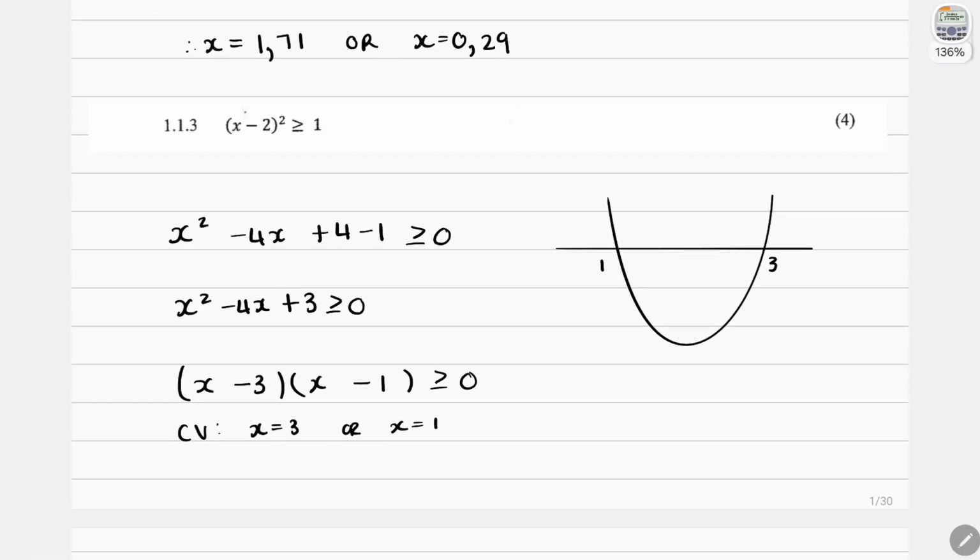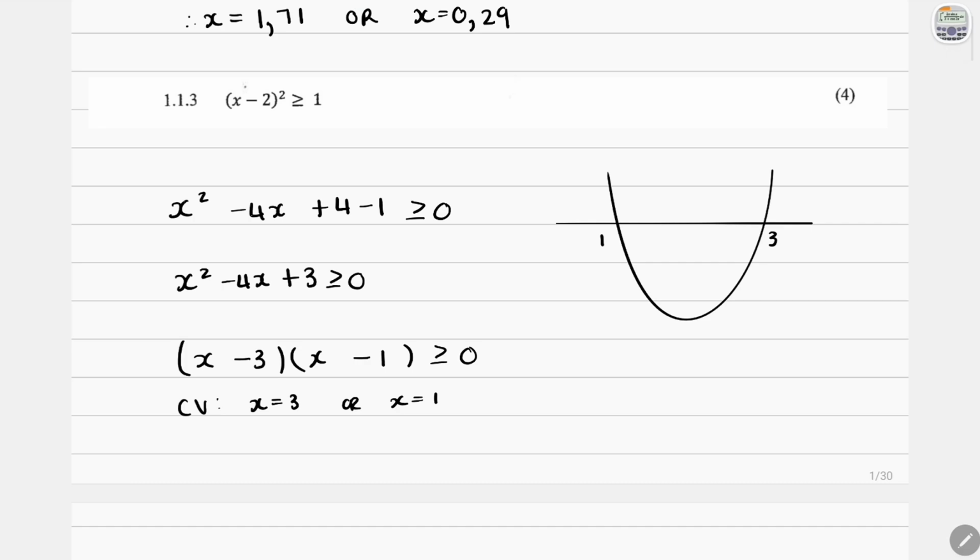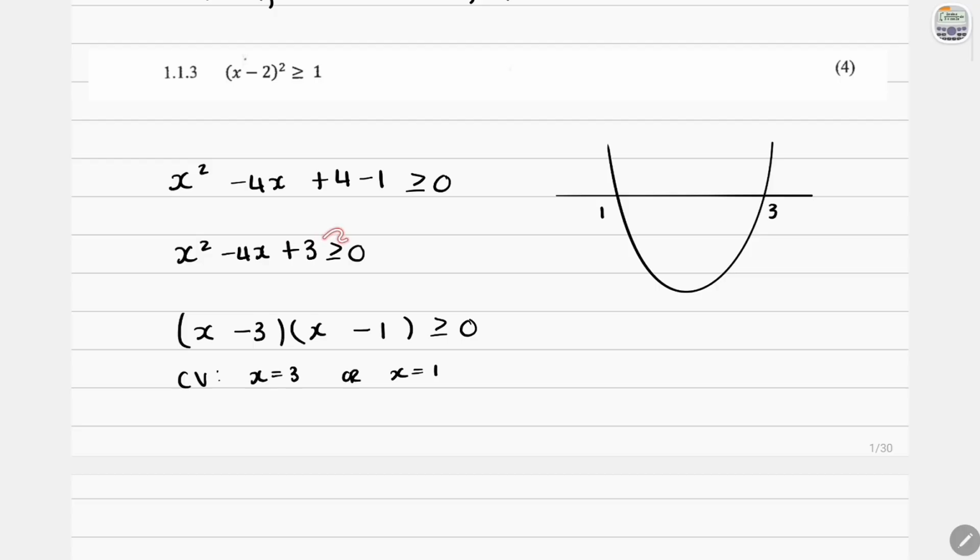All the inequality is asking for is the values of x for which this expression will be greater than or equal to 0. When it's referring to this, this is a result of substituting x values. So you're going to substitute x values and you will get y values. And they want you to tell them the values of x for which those y values will be greater than 0.